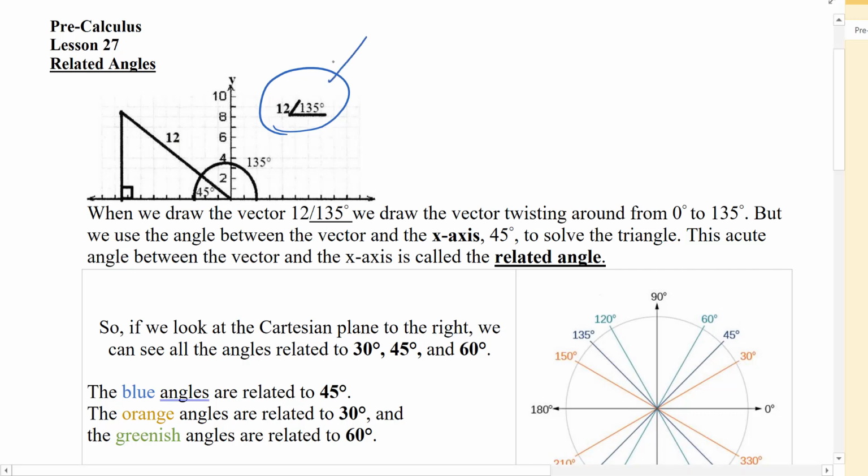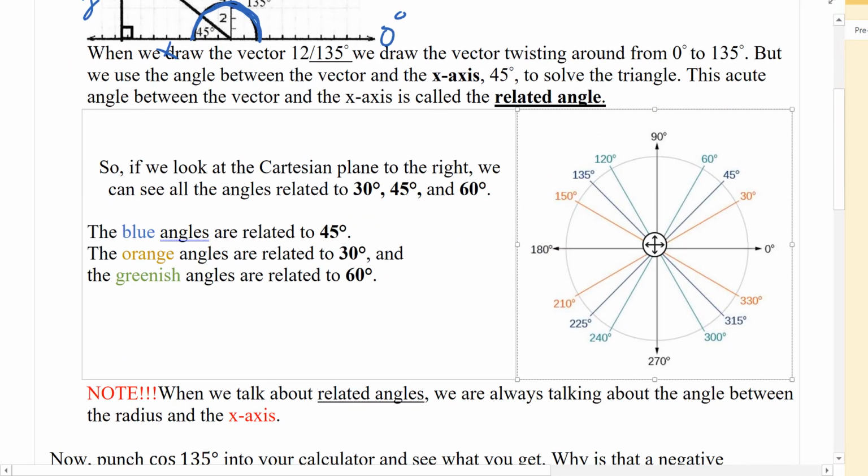So for example, if I'm looking at the vector 12, 135, I start at 0 degrees and twist around all the way to 135 degrees, which means I go 90 and another 45. Then I don't work with the angle 135, I work with the angle 45 to find my x and my y and to figure out the rectangular coordinates for that point. The angle between the radius and the x-axis is called the related angle. There are several angles that have 45 as their related angle.